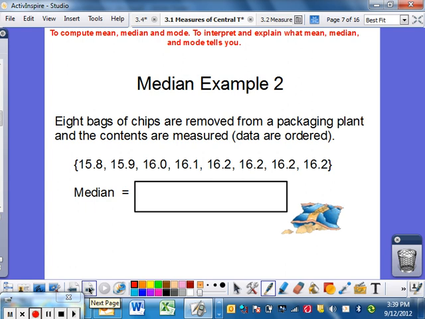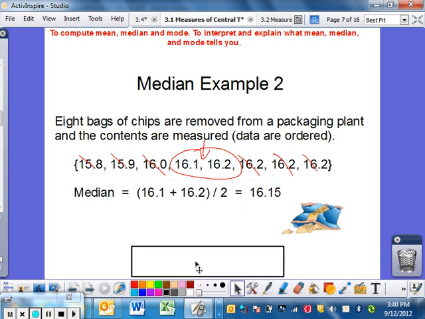Okay? If there's an even number, so if I threw another one in there, there were 8, then you go back to cross, cross, cross, cross, cross. We have 2 left. We have to find exactly the middle of them, essentially the average of those 2. So if you add them up and divide by 2, you end up getting 16.15.